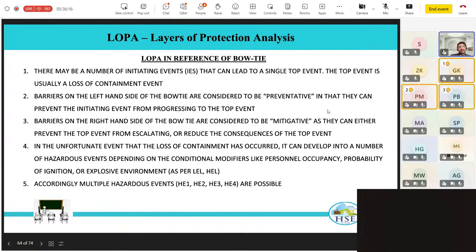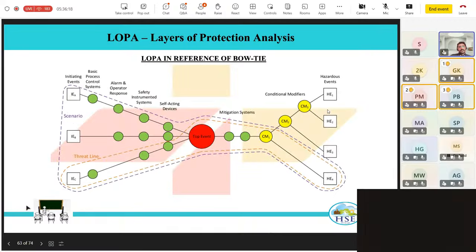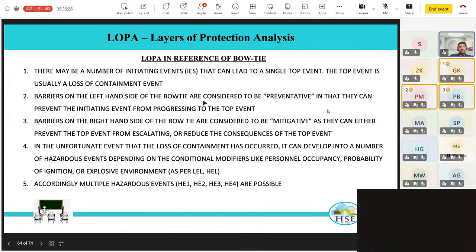So these initiating events could be prevented by all these protective safeguards that you have considered in a HAZOP or a LOPA. So they can prevent it. However, in spite of that, there is an event because of the Swiss cheese model. Next, the barriers on the right side of the bow tie are considered mitigative, and they can either prevent the event from escalating or reduce the consequence of the top event. So that is what we're trying to say.